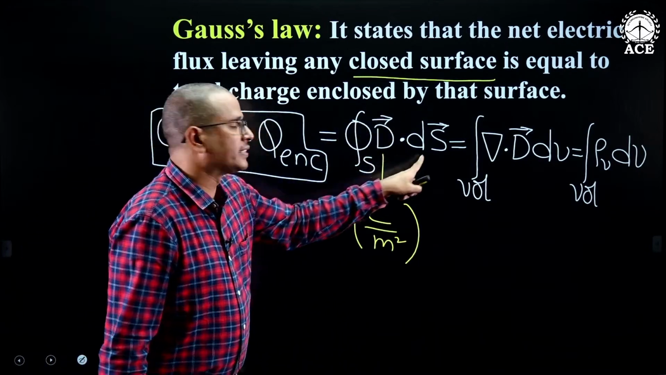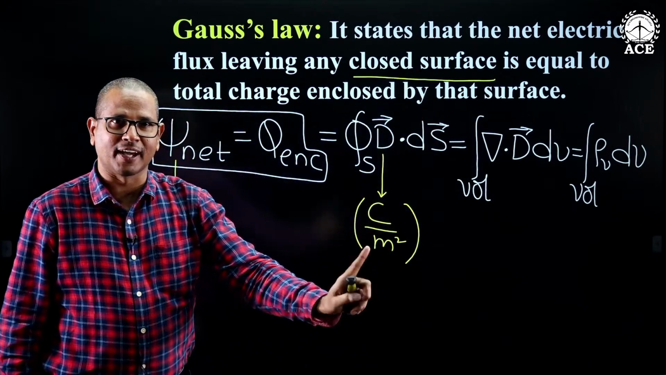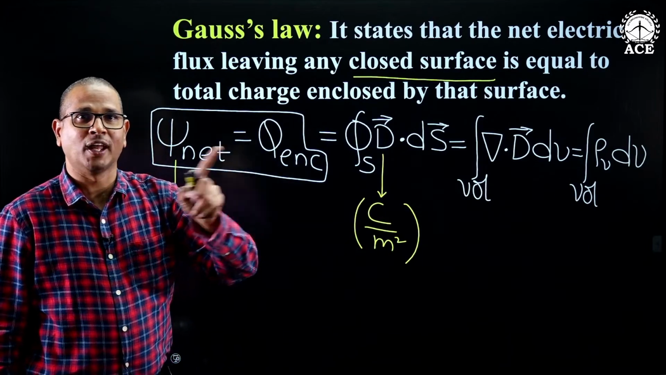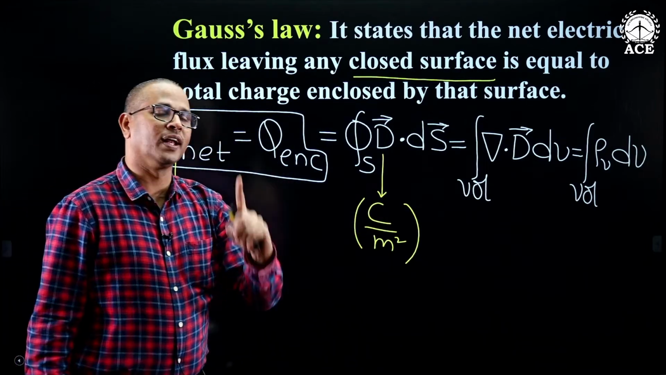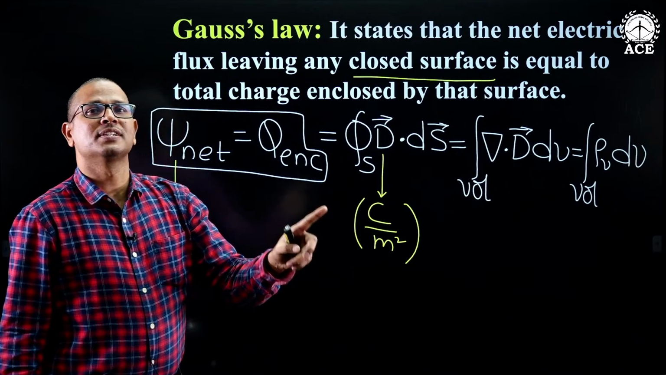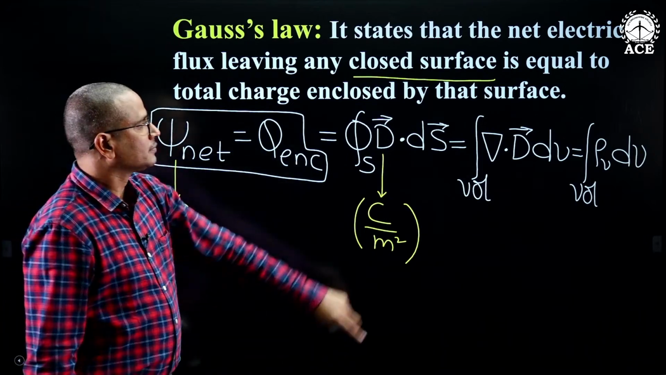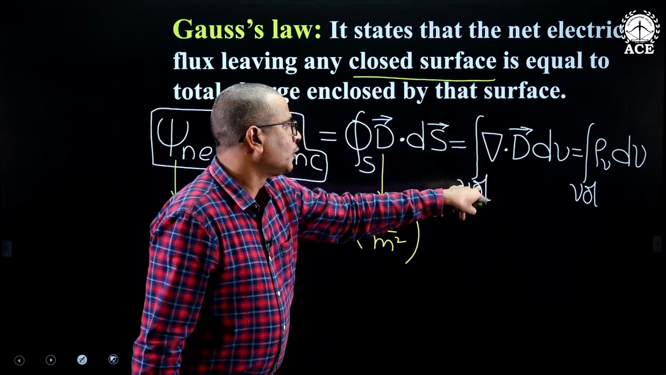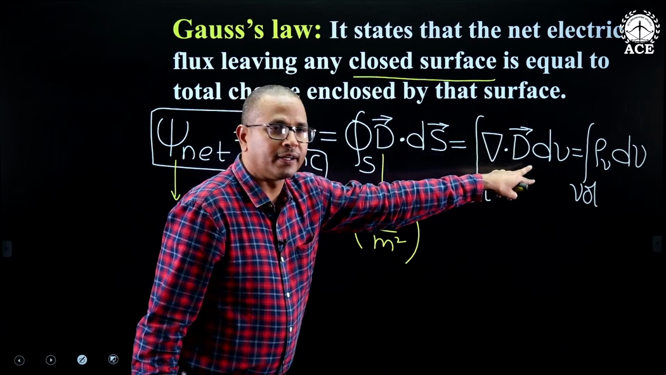And the divergence theorem converts a closed surface integral into a volume integral or vice versa, a volume integral into a closed surface integral. So from that we can write the volume integral of del dot D bar dv.